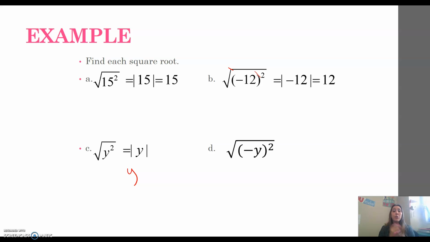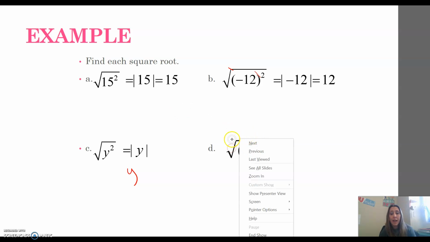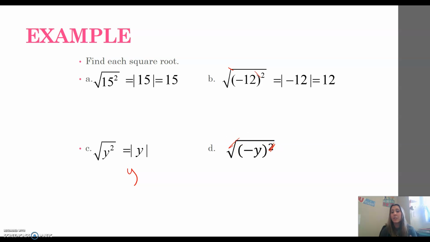I'm not going to be a huge stickler on you giving me that answer as long as you give me a positive answer. So for D, if you said that the answer was negative y, that would be wrong, right? I know that these cancel out. I know we've learned that. But again, we need to know that's going to be the absolute value of that, and the absolute value of negative y is y. So we need to make sure that we're taking that into consideration.